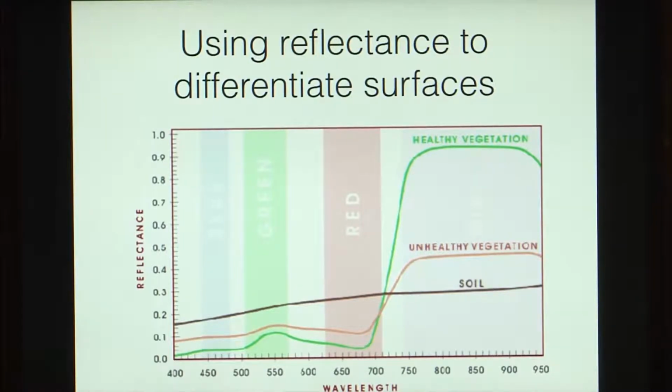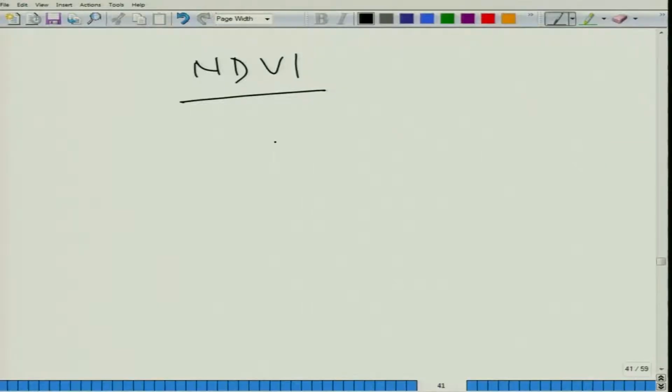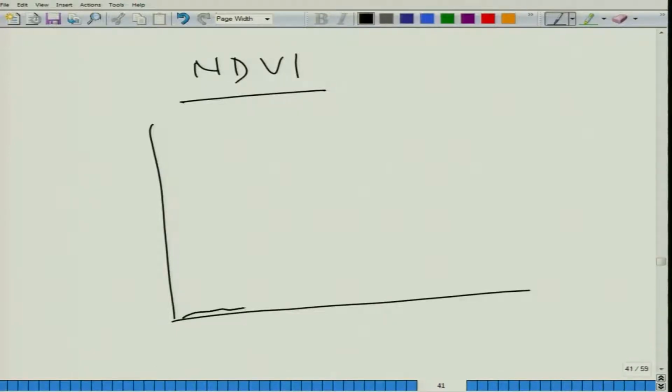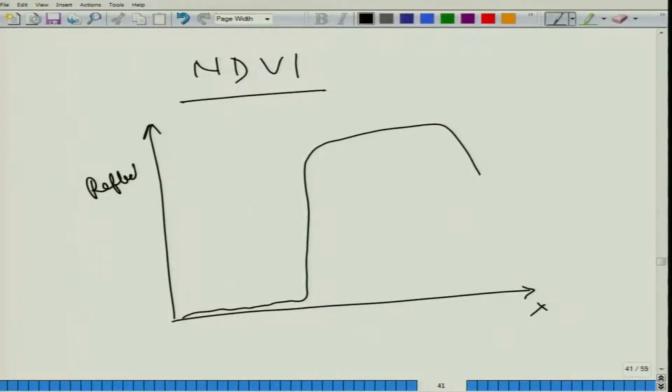But can we have a single index to analyze the vegetation that we are interested in? That index is called the NDVI. So, what do we do in the case of NDVI? If we plotted the spectral signature, it would go something like this: it would have a very high peak and then it would go down. This portion is the near infrared.